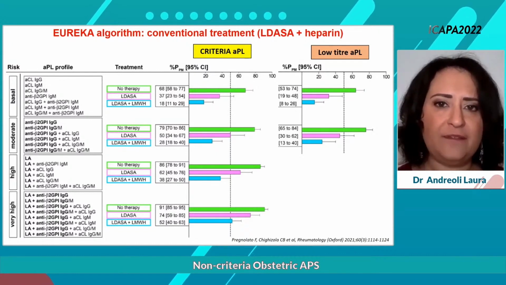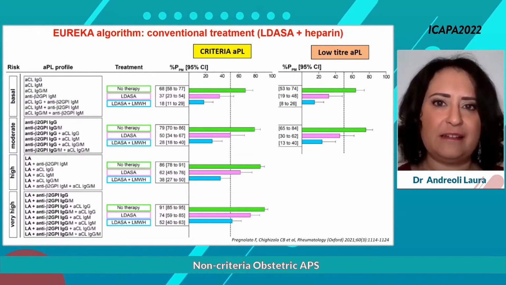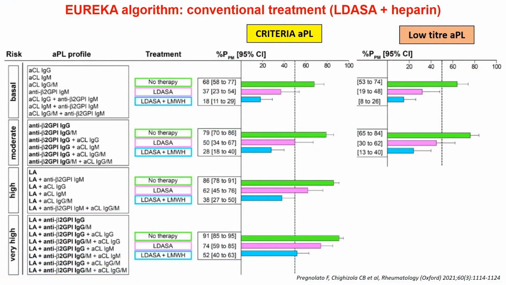So on the left hand, you can see the different APL profiles, and each box has a different risk towards pregnancy morbidity. So you have a very basal risk, and then moderate, high, and very high. And then you can see the comparison between patients who had criteria APL and those who had low titer anticardiolipin or anti-beta-2 glycoprotein 1.